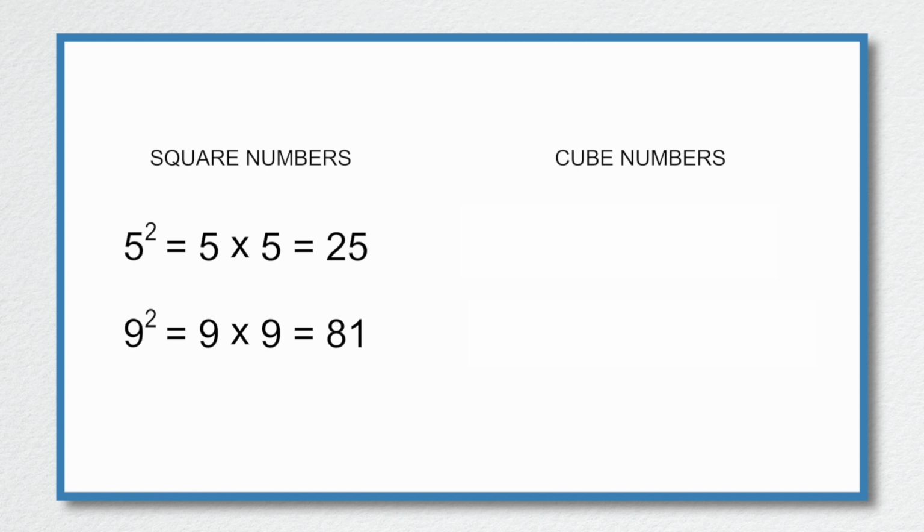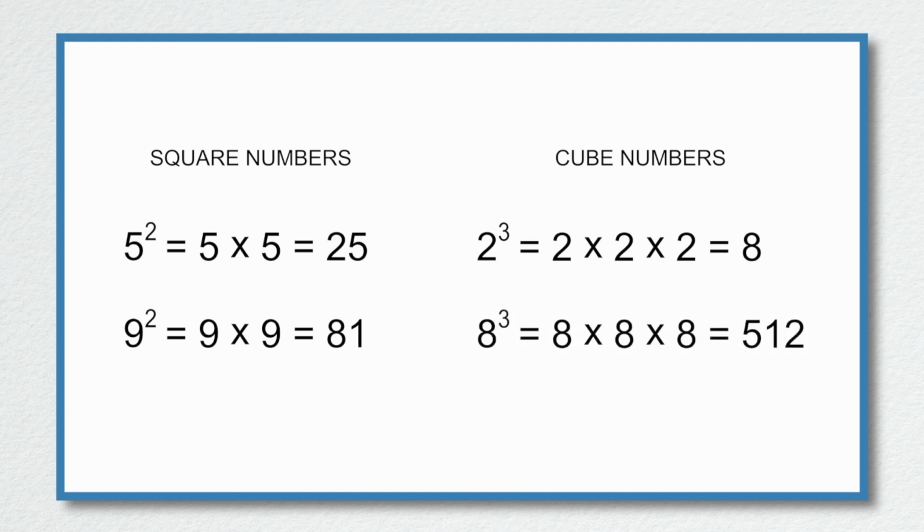Cube numbers are numbers that are multiplied by themselves and then multiplied by themselves again. So 2 cubed is equal to 2 times 2 times 2, which is equal to 8. And 8 cubed is equal to 8 times 8 times 8, which is equal to 512.